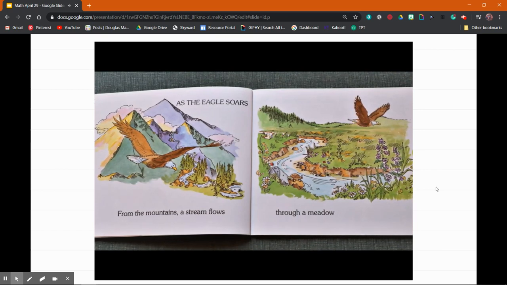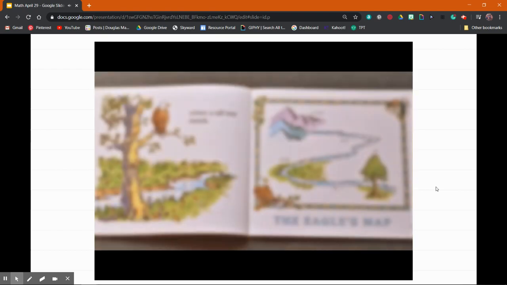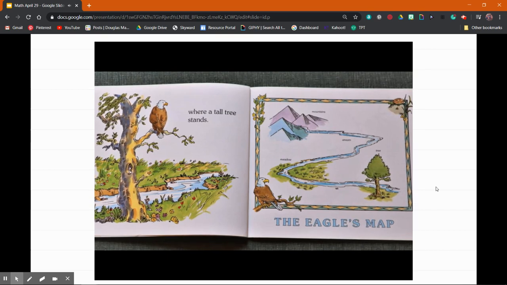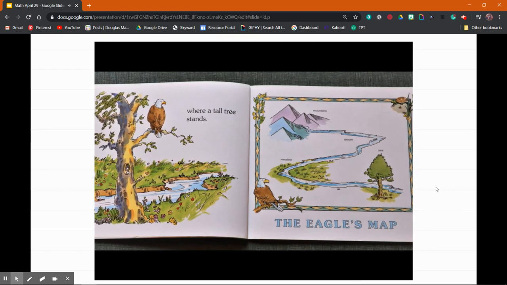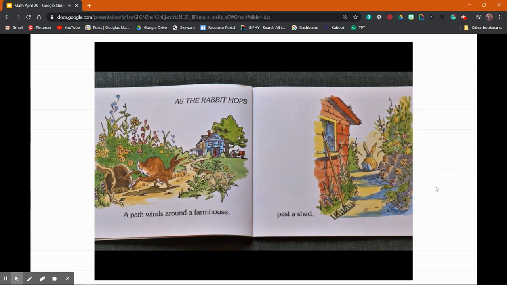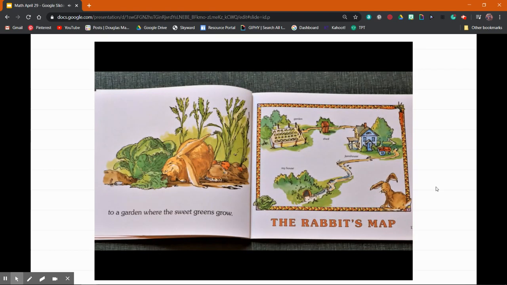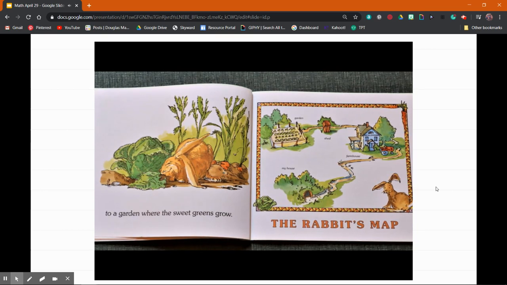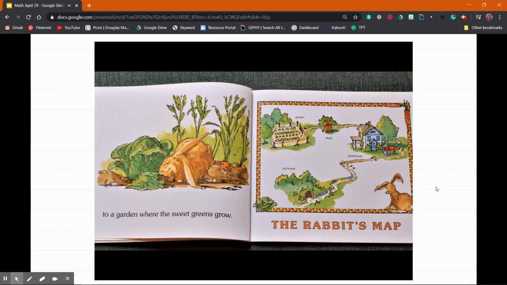As the eagle soars, from the mountains a stream flows through a meadow where a tall tree stands. The eagle's map. He sees mountains, streams, a meadow, and trees. As the rabbit hops, a path winds around a farmhouse, past the shed, to a garden where the sweet greens grow. The rabbit's map. He sees his house, the farmhouse, a shed, and the garden.